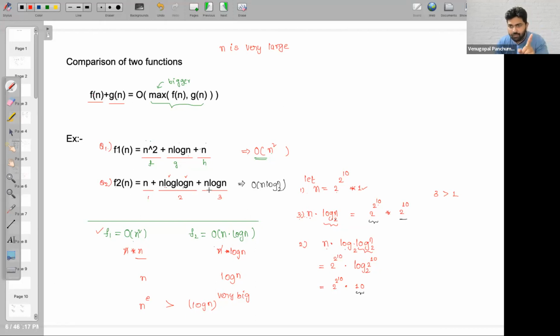Now somebody is asking, sir, why not option 1 or 2? See, this is taking n along with n log n. Among these 3, which is bigger? That is the answer. You have to write it here.